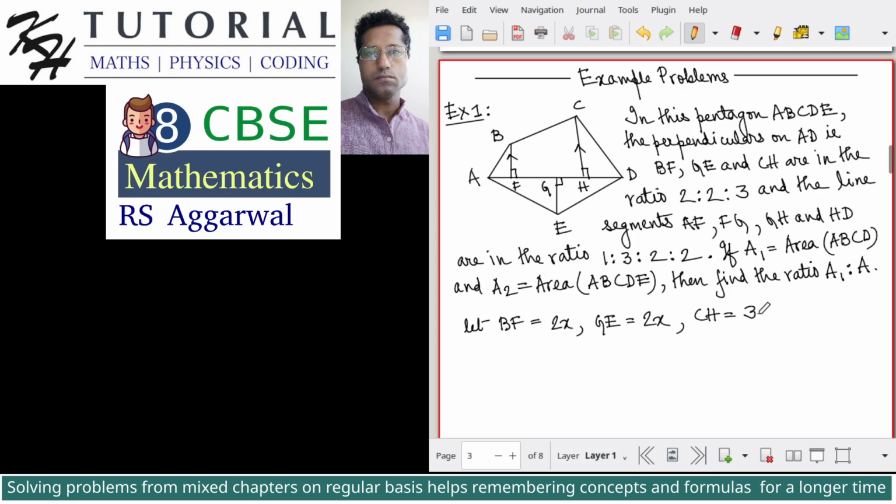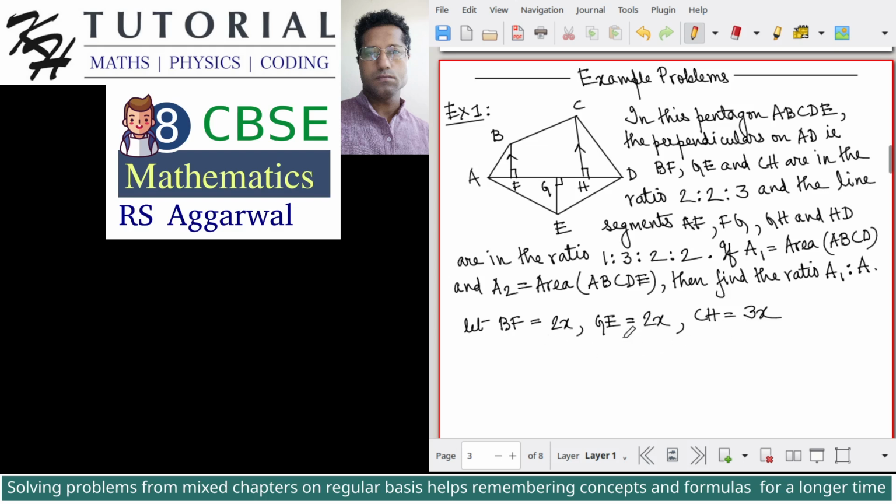So whenever we solve any problem based on ratio and proportion, we know that if the ratio of some quantities are given and we need to find the value of those quantities, we usually assume the value of each of those quantities as a multiple of x using the parts of the ratio. So in this case, we have used the parts 2, 2 and 3 in the given ratio.